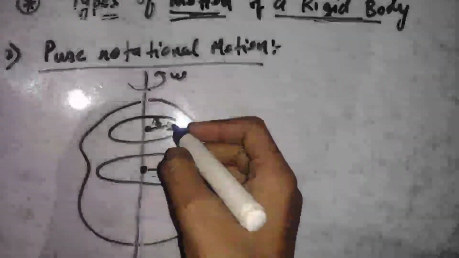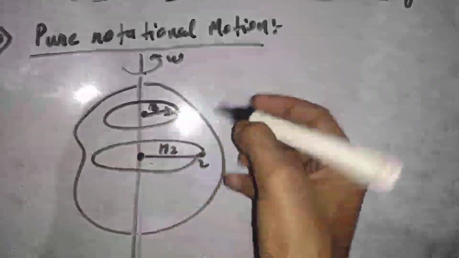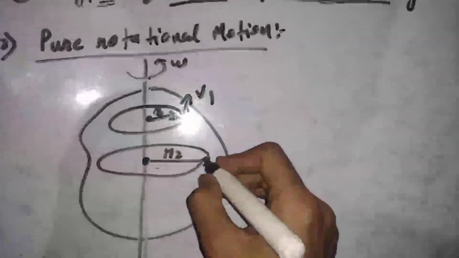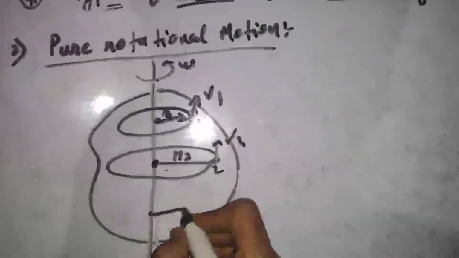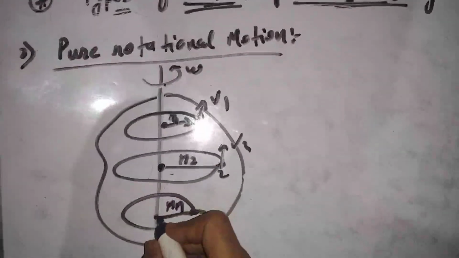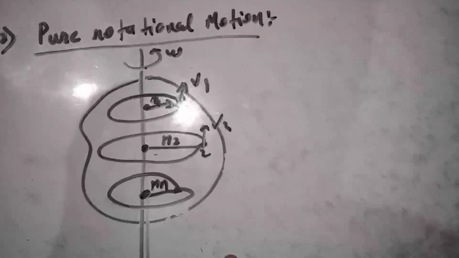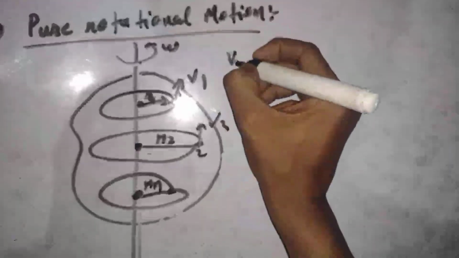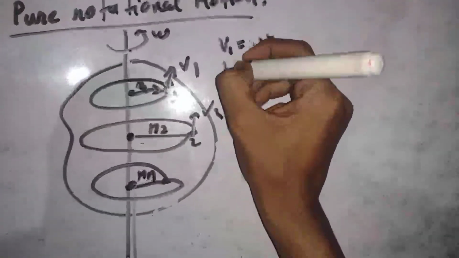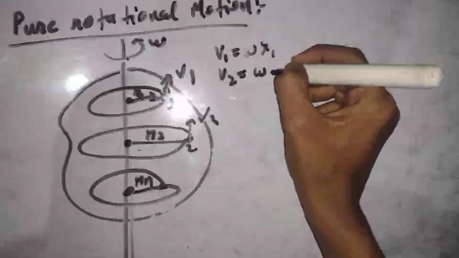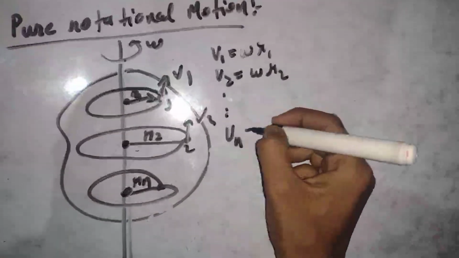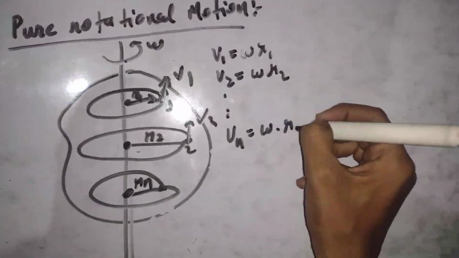This particle is also moving with omega, so we can assume its translational velocity is v1, and this one is v2. Similarly, there will be a particle n moving with radius rn in a circle with its center lying on the axis of rotation. So we can write that the velocity of the first particle is omega times the radius of the first particle, the velocity of the second particle is omega times the radius of the second particle, and the velocity of the nth particle is omega times the radius of the nth particle.